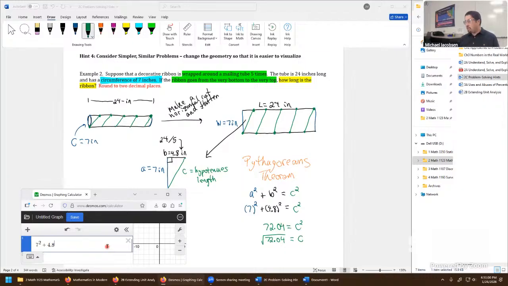Back down over here, in this calculator, you type in SQRT, then 72.04. If you have a calculator nearby, this would be a good time to just double check how to compute that as well. Your square root button is going to be on the far left. Rounded to two decimal places, we get 8.49 inches.